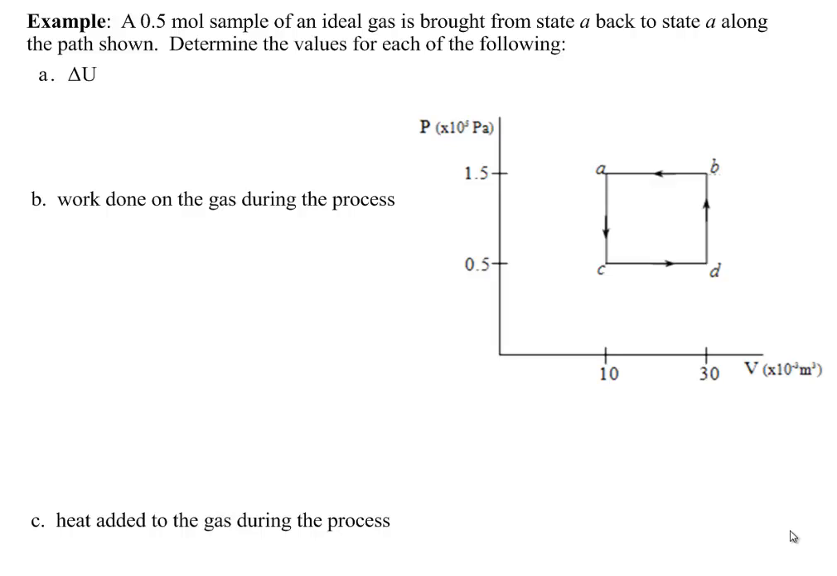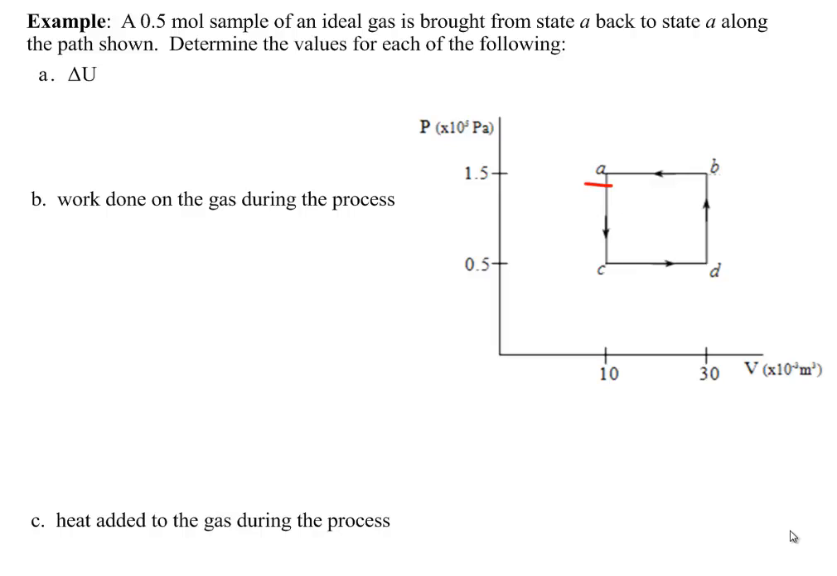Let's take a look at another sample here. We have a half a mole of an ideal gas, and we're going to start it at state A, take it through a cycle to state C, then D, then B, and then back to A, and we'll take a look at a variety of the values of the gas during that process. First thing we're going to look at is the change in the internal energy.